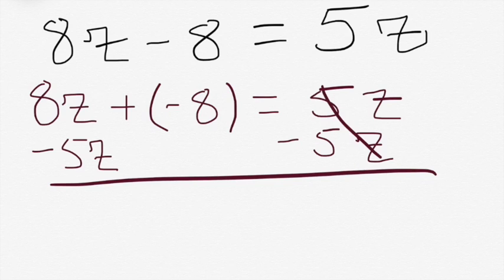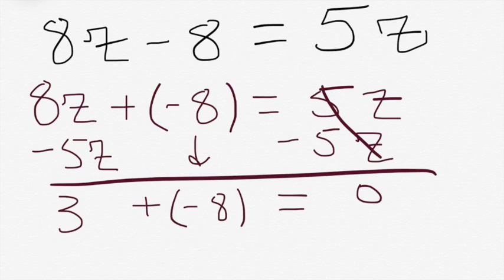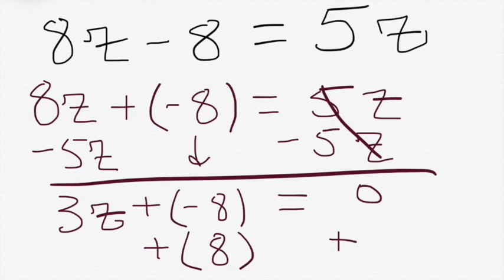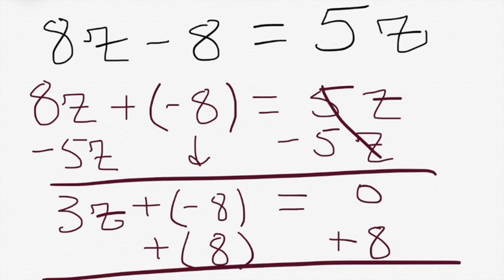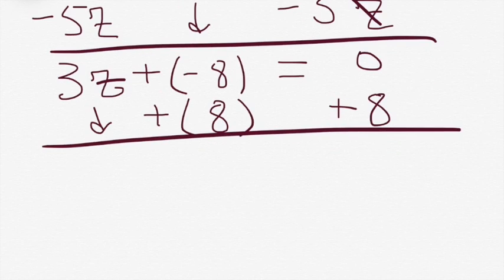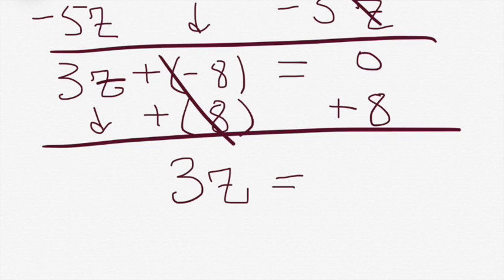And that's going to give us 0 on one side, and bring that plus negative 8 down, we'll have 3z plus negative 8 equals 0. So now we want to see how do we get rid of that negative 8, and so we're going to add 8, that makes a 0 pair. So negative 8 plus 8 is going to give us 0, and that's going to be 3z equals positive 8. If that's confusing you, make sure you come and talk to us.